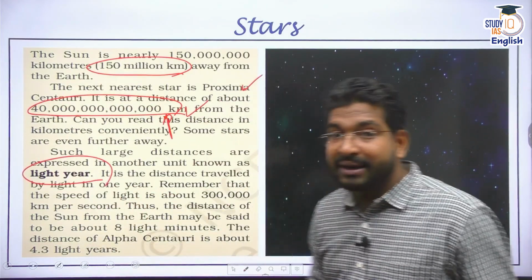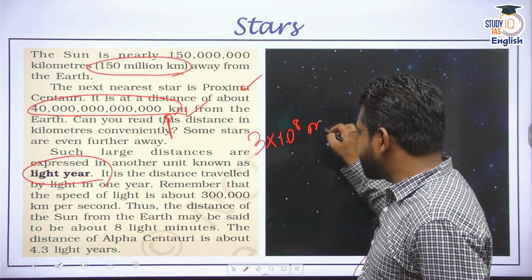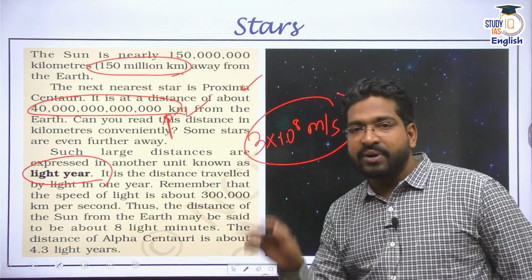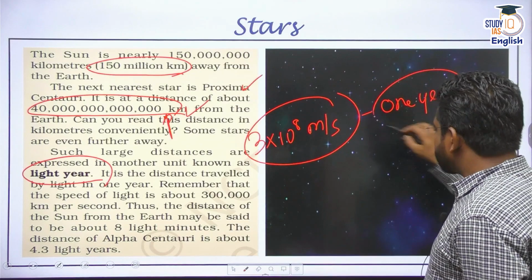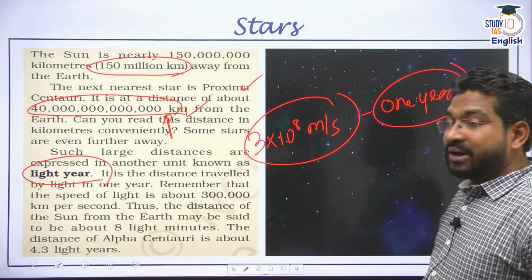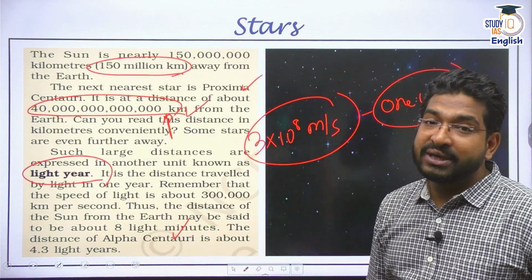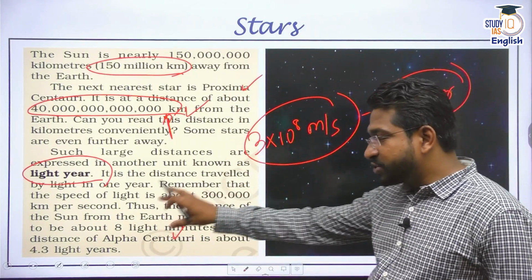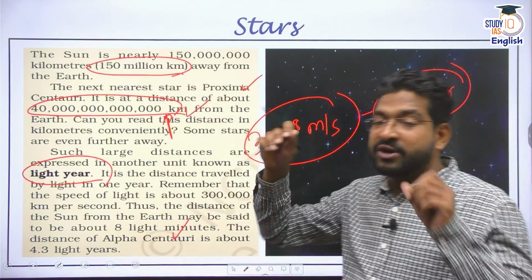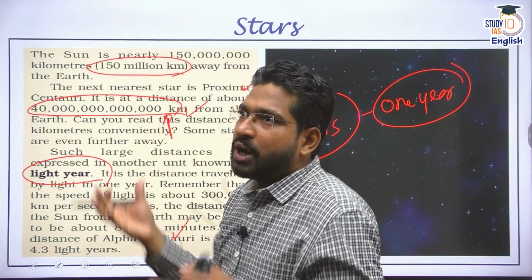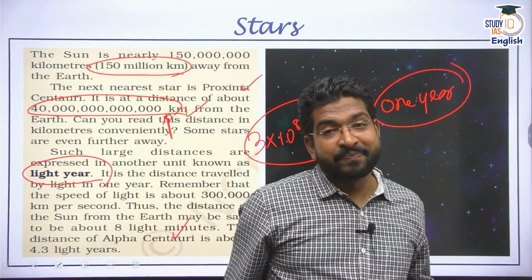Now we all know that light travels at a speed of about 3 into 10 to the power of 8 meters per second, and the distance light travels in 1 year is called a light year. And one of the stars, Alpha Centauri, is about 4.3 light years away. That means light, after traveling for 4.3 years, reaches us, and that is the distance of Alpha Centauri from earth. Imagine the universe, how big is it? It is huge, and it is ever expanding.